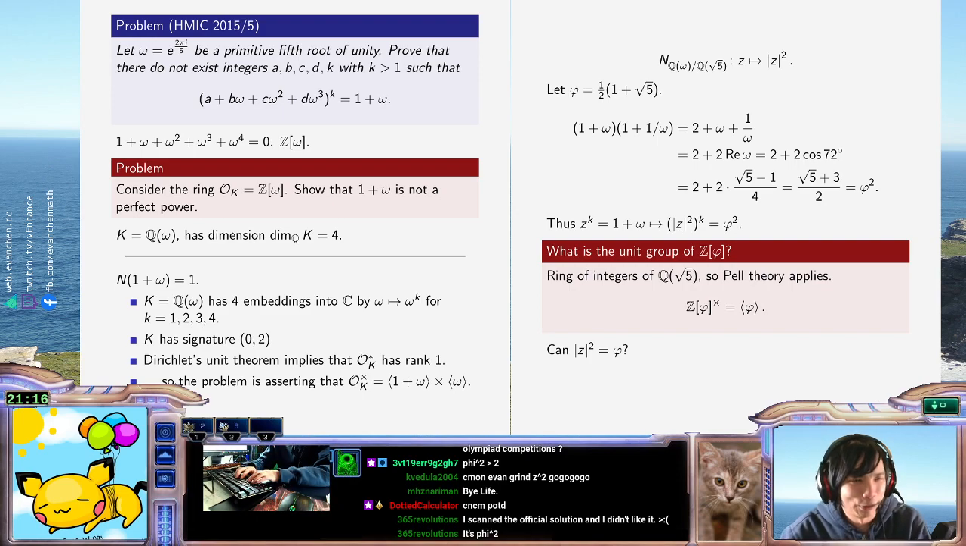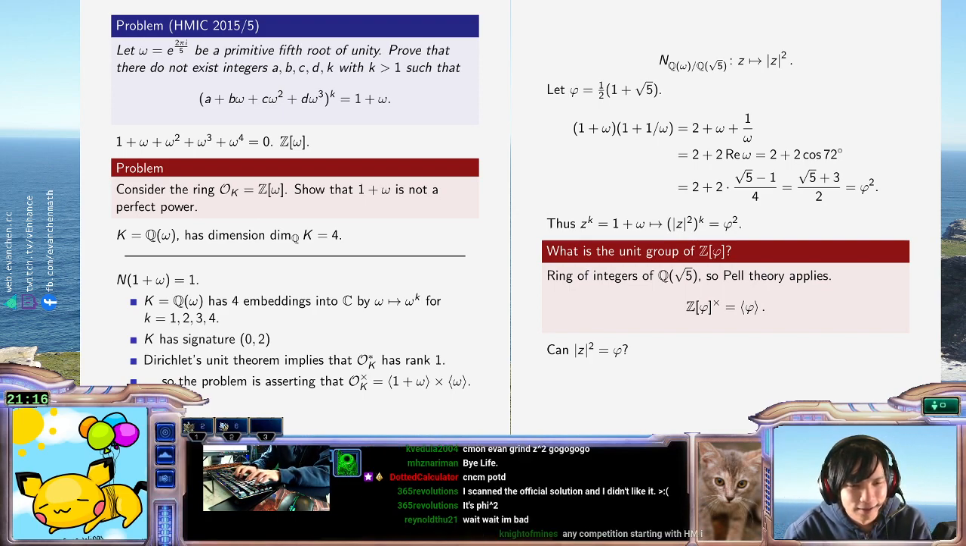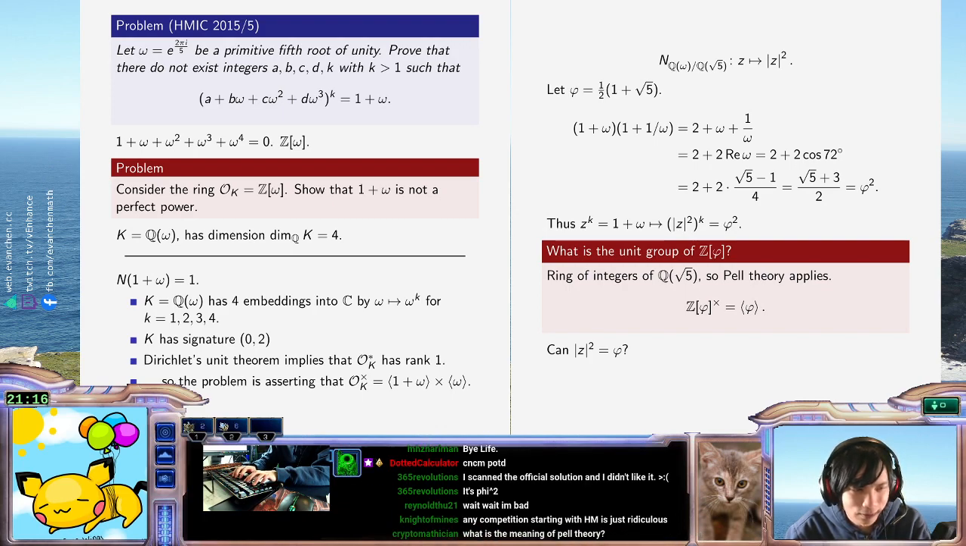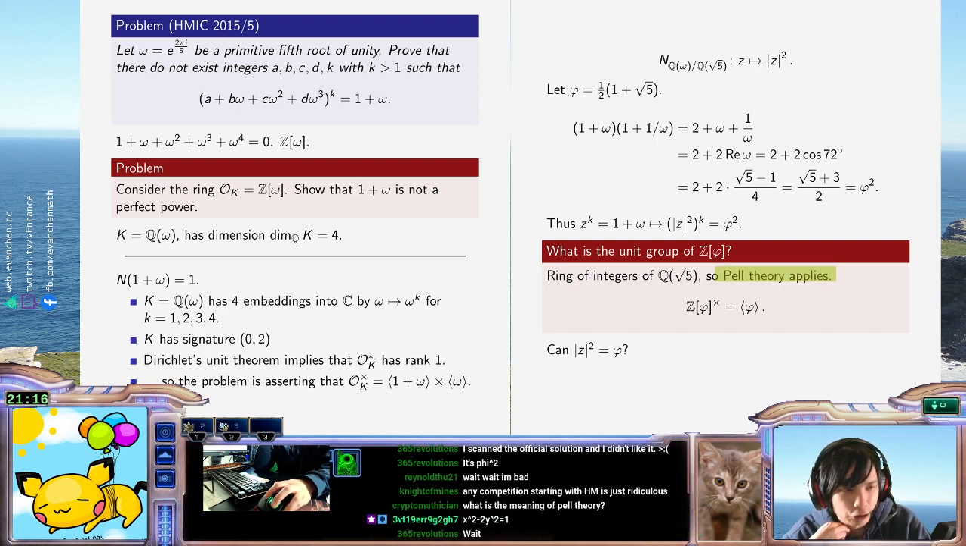All right, people are cheering me on. Okay, we'll try to expand. I'm not sure it's gonna work, but we'll give it a shot. Okay, so I'm actually going to... Oh my god. Meaning of Pell theory. Basically, Pell's equation is talking about what are the units of real quadratic fields.